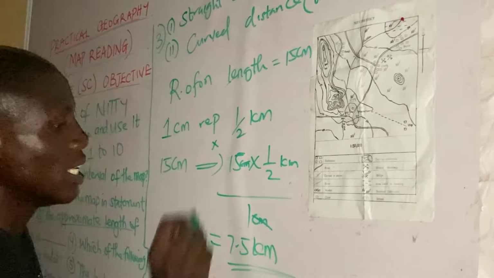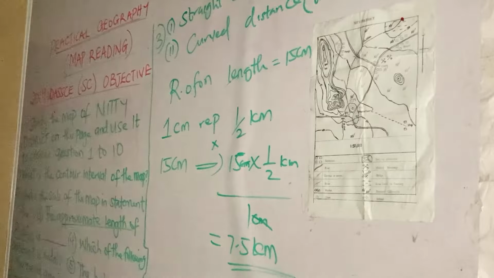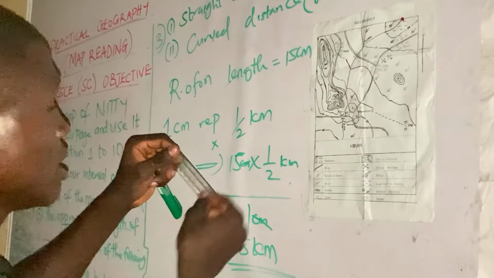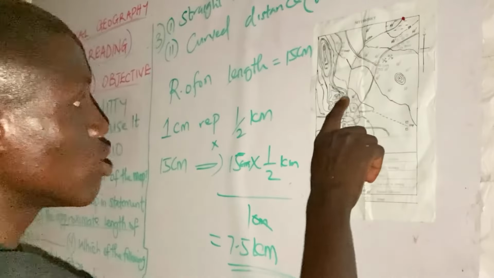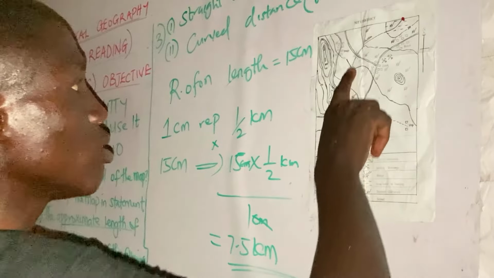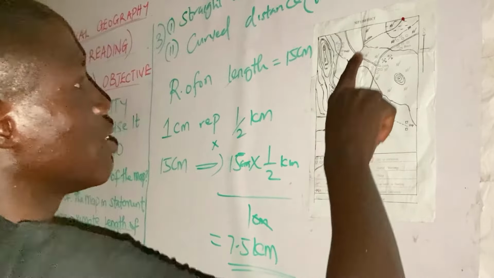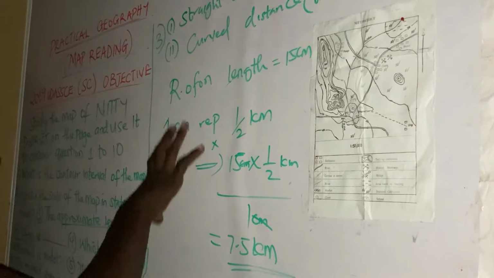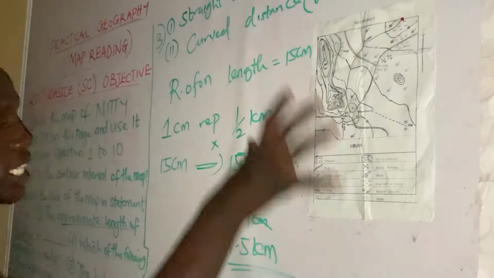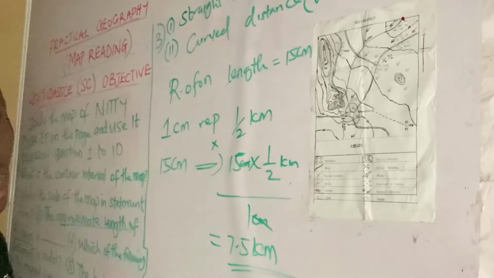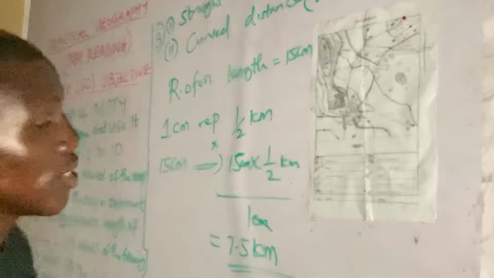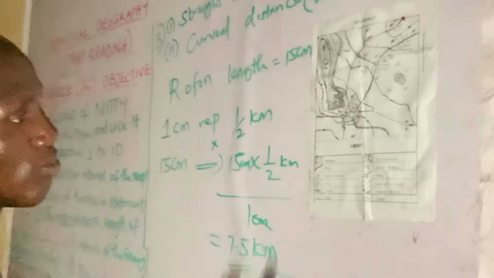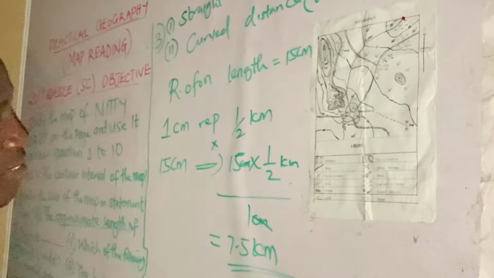So that's about the distance, the length of the river. Using what? Using thread. So we have used thread to measure the length of the river first. Then you will now convert the measurement from centimeter to kilometer using your scale. And you can also use the scale directly, using the ratio 1 to 50,000. You are still going to arrive at the same answer.